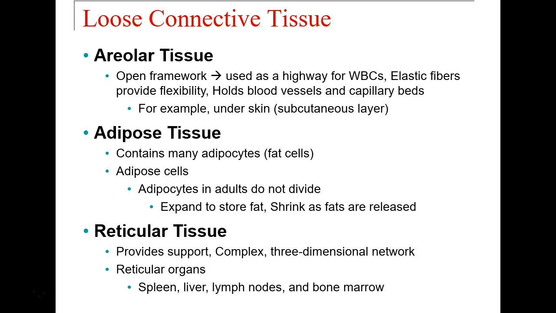So the loose connective tissue types: areolar tissue. This is the open framework. This is where you do have a lot of ground substance. There are not a lot of fibers here in the way, but they are there to allow for flexibility while maintaining the shape and allowing for support. In areolar tissue, you're going to see a lot of blood vessels moving through and a lot of nerve supply. This is where you're going to think of the subcutaneous layer, so under the skin.